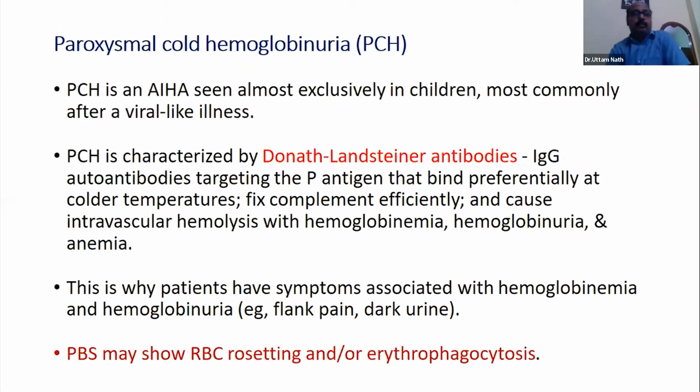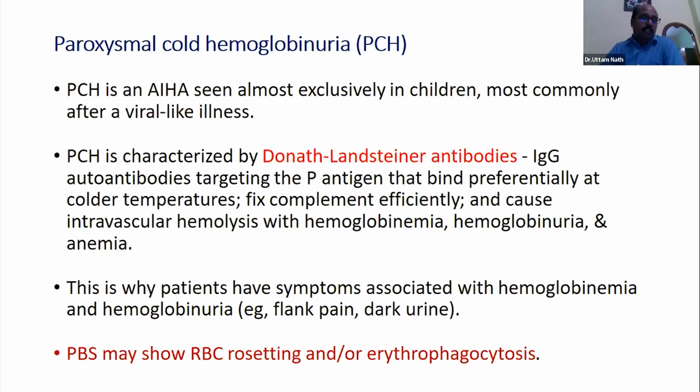Now, coming to the brief discussion of PCH or paroxysmal cold hemoglobinuria. Classically, these are associated with Donath-Landsteiner antibodies, which are IgG antibodies which bind to the P antigen of RBCs. Historically it was associated with secondary syphilis. However, at present it is most common in children after a viral infection, and patients can present with intravascular hemolysis and related complications like hemoglobinuria and acute kidney injury.